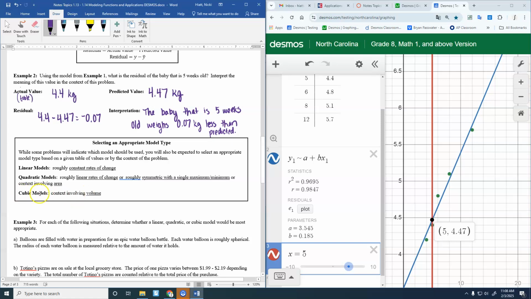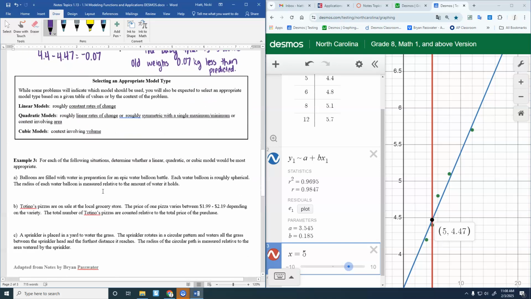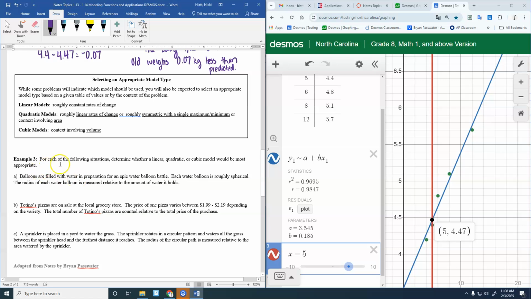Cubic is particularly helpful in contexts that involve volume, because volume has three different variables. If you think of a box, length times width times height, or a cube, x times x times x. So volume, this shows up. Sometimes cubic models are better than quadratic, but they don't make as much sense when we look at the regression model. So let's just think logically what should happen here. Determine whether linear, quadratic, or cubic would be most appropriate.